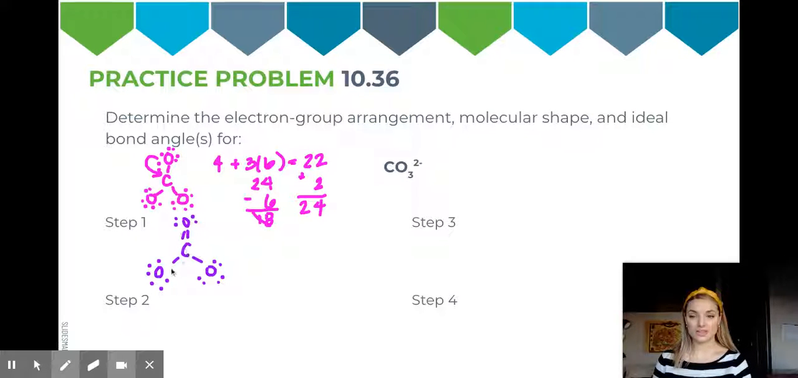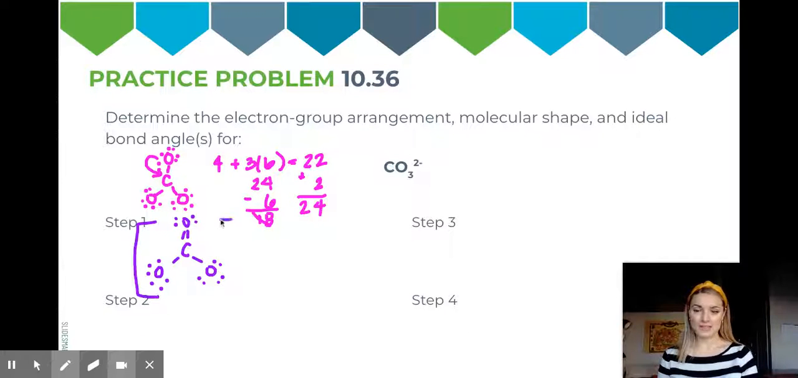Carbon has 2, 4, 6, 8 involved in bonding. This oxygen has 2, 4 in bonding, 2, 4 in lone pairs, octet. And then the other 2 have the same structure as in our initial Lewis structure. So everyone has an octet. Am I finished? No. Because this is a polyatomic ion, I need to include my square brackets and my charge. All right, now I have completed step 1.